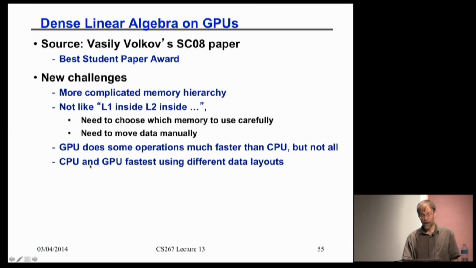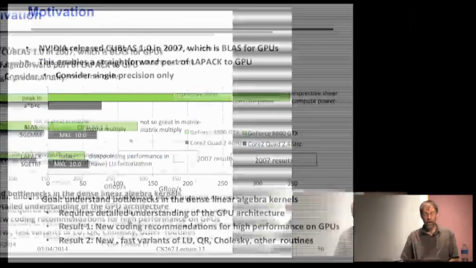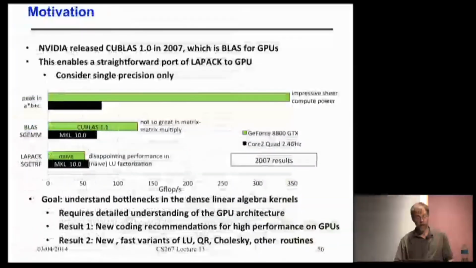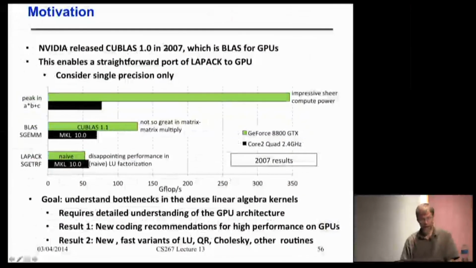So all of those came up. And the other fun part is that the CPU and the GPU like different data layouts. You can't use the same storage format in both. So you have to keep moving back and forth. So here is the motivation. Back in 2007, this is old data, NVIDIA released the cuBLAS. And so here is some of the performance data for it.